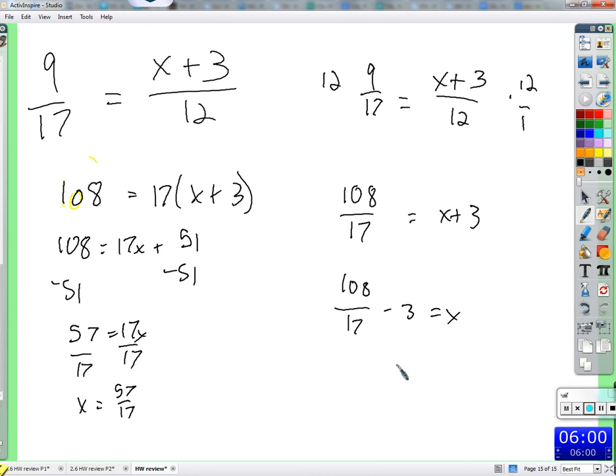But that would be much easier to do than to distribute the 17, and then basically undistribute the 17 again. Didn't have to divide by anything.